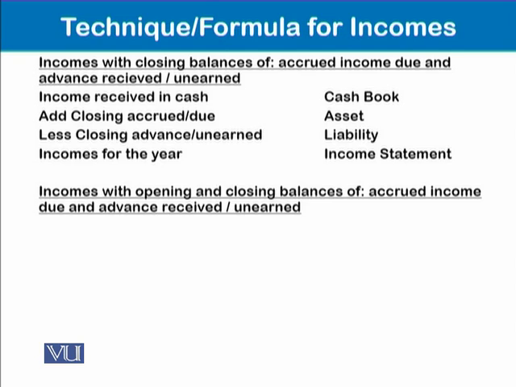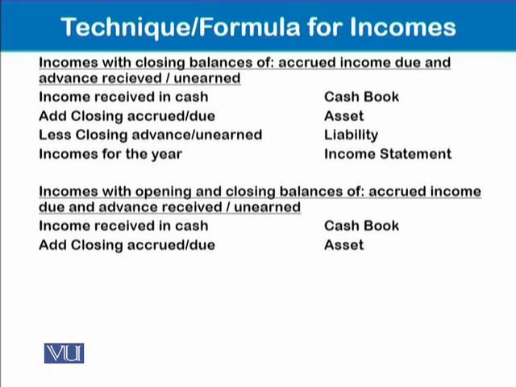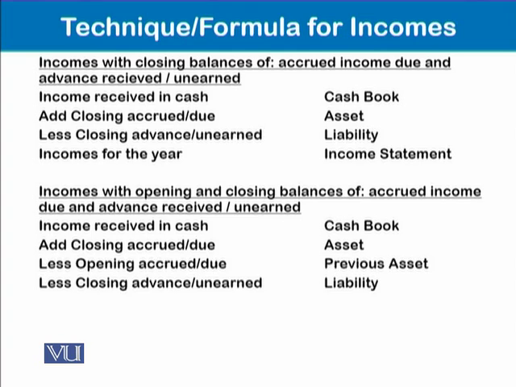And if the opening and closing balances are both given for accrued income and advance receipts for that income, which is also known as unearned, the formula would be income received in cash, which we will take from the cash book, add closing accrued income, which is obviously receivable and is our asset, less opening accrued, which was our asset in the previous year, received in this year, will be subtracted. And less closing advance, meaning unearned.